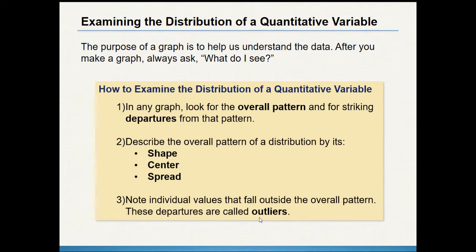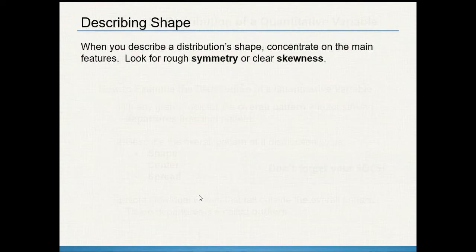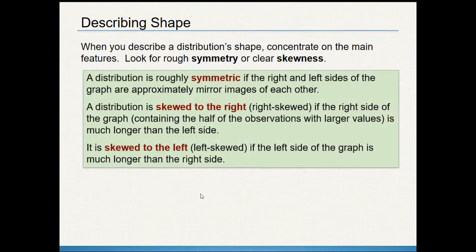So we're looking for values that, if we have almost all of our values on one end of this number line, but there's one number way off over here to the far outside, that's called an outlier. So anything that deviates from that overall pattern is that. So we always want to, don't forget SOCS. We always want to make sure that we look for the shape, the center, and the spread.